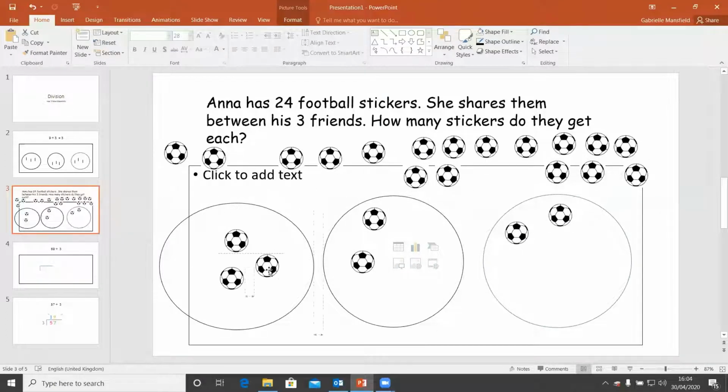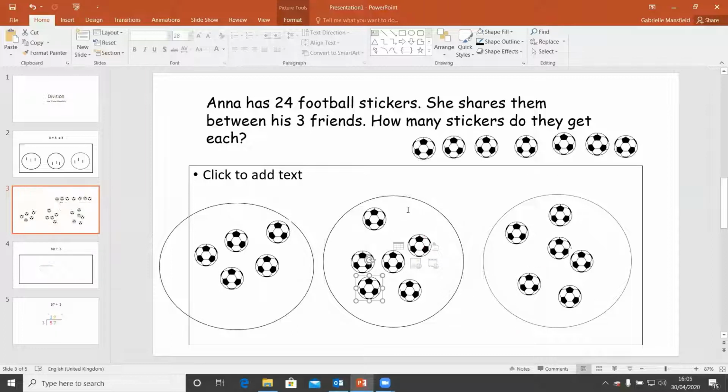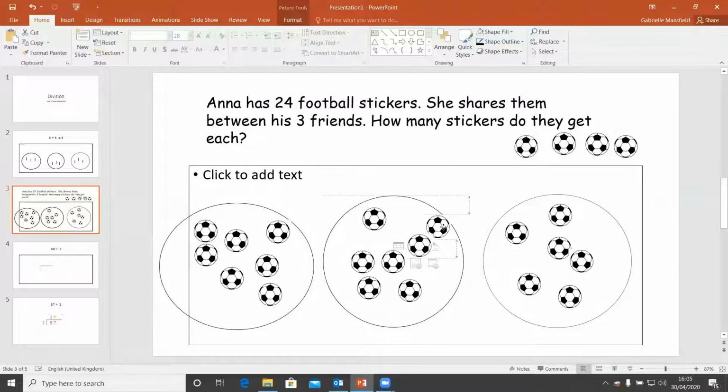making sure they each have the same amount in each. It may be helpful to say 1 for you, 1 for you, and 1 for you, and carry on until all of the football stickers have been shared out. One for you, 1 for you, 1 for you, and last time.